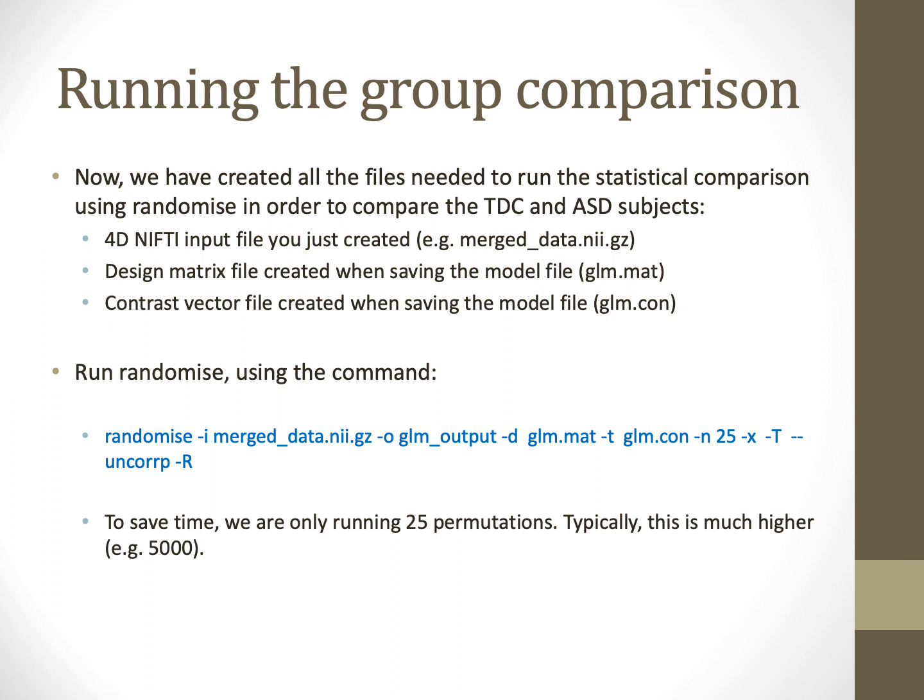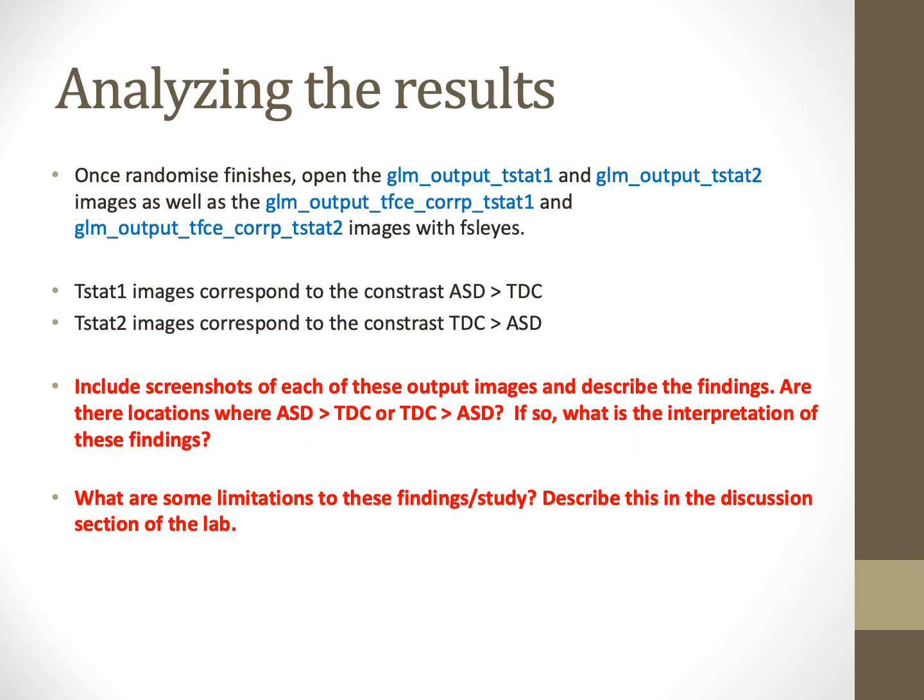To save time, we'll only run 25 permutations. Typically, it is necessary for this number to be higher, but again, because of time limitations, we'll only run this using 25. Once randomise finishes, open the following images. The tstat1 based images correspond to the contrast where the ASD subjects are greater than the typically developing subjects. The tstat2 based images correspond to the contrast where TDC is greater than ASD.